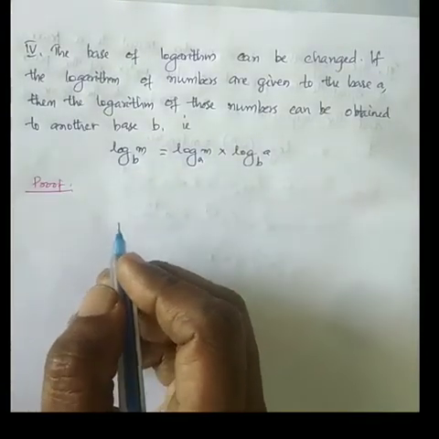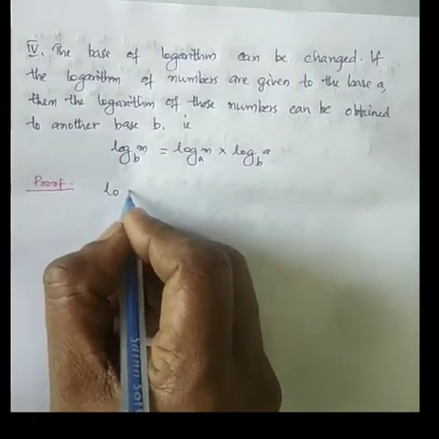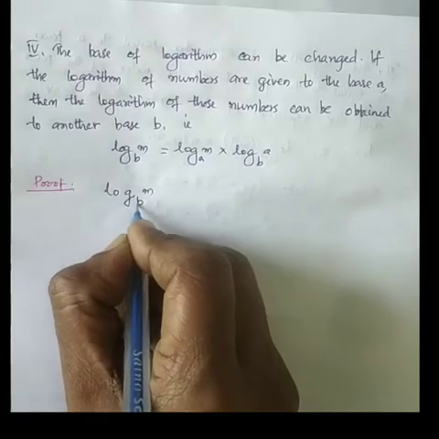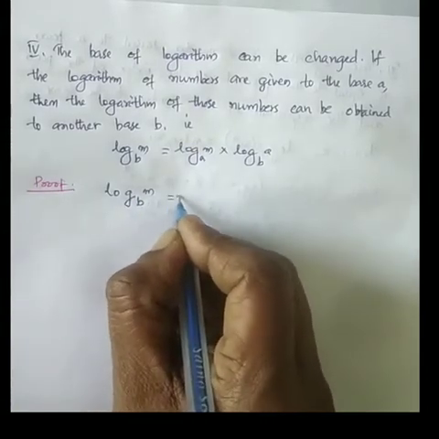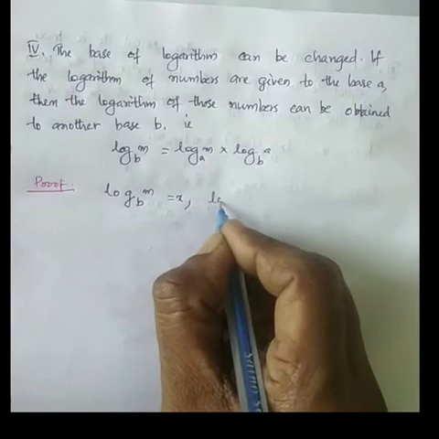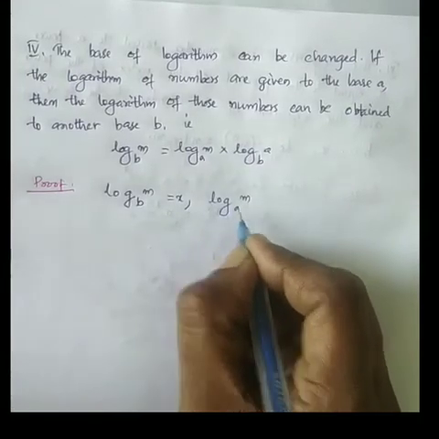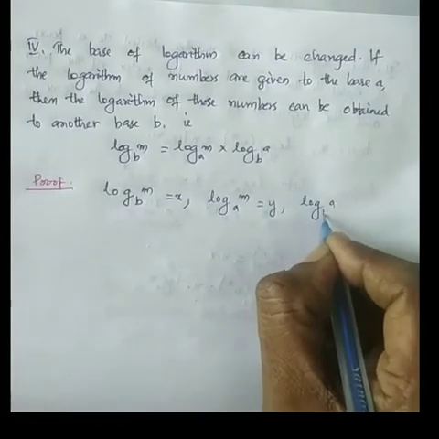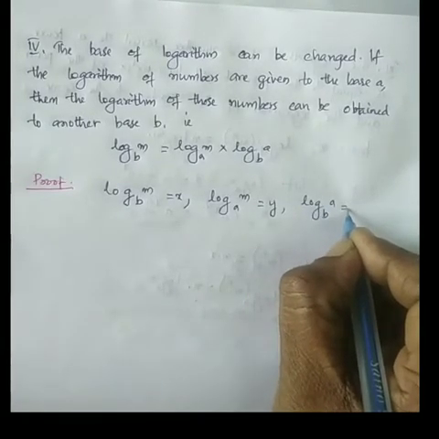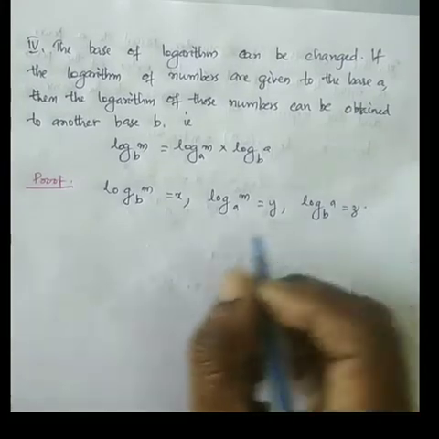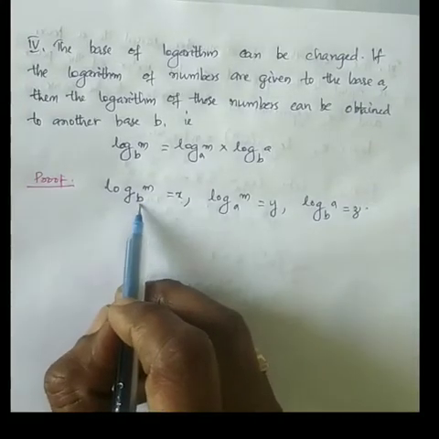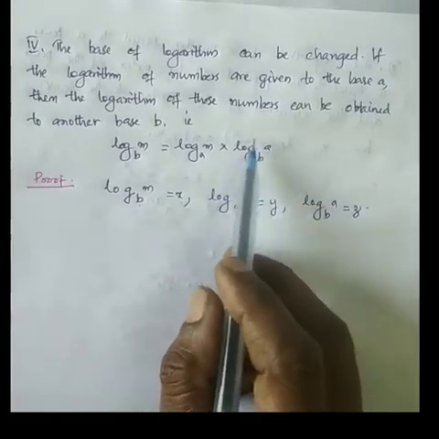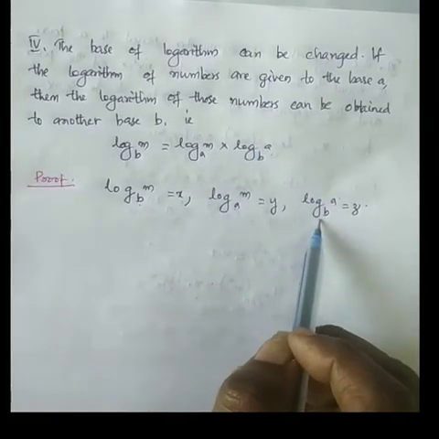Now let's take log m to the base b equal to x, log m to the base a equal to y, log a to the base b equal to z. Okay. Let x equal to log m to the base b, y equal to log m to the base a, and z equal to log a to the base b.